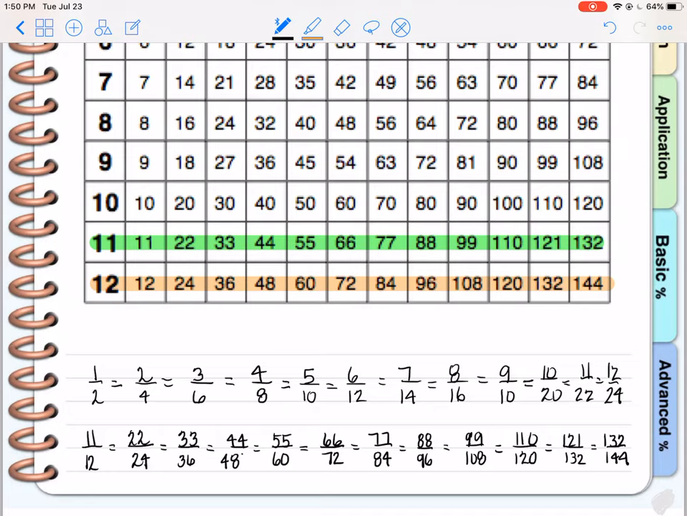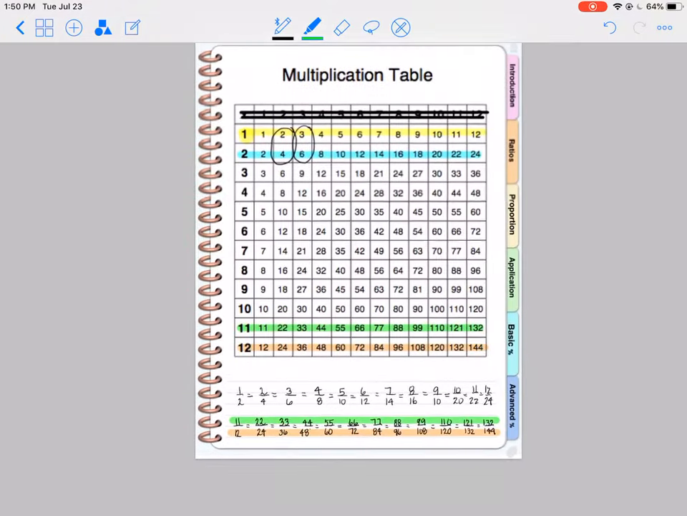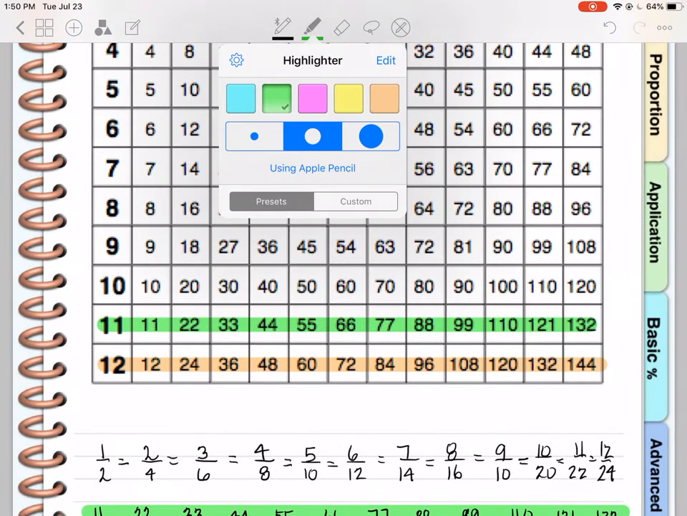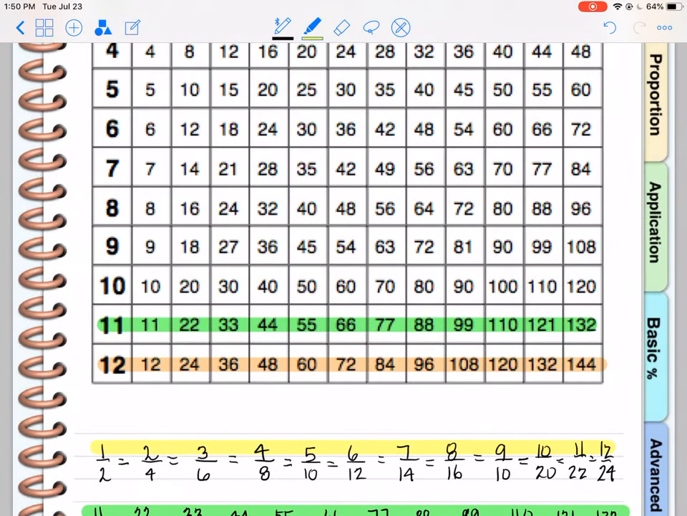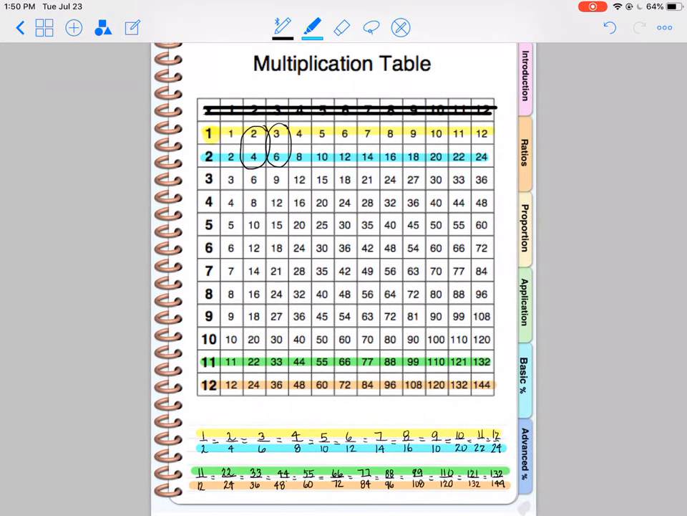This is just a multiplication table through 12. So if you notice on this particular row, here's that bottom row, the 12s, and here's that green row. And then I can't remember which colors I used for blue and yellow. We had the yellow row here and the blue row here. So by using that times table, that multiplication table, you can generate a whole list of these equivalent ratios.